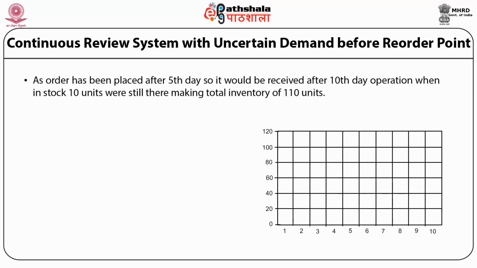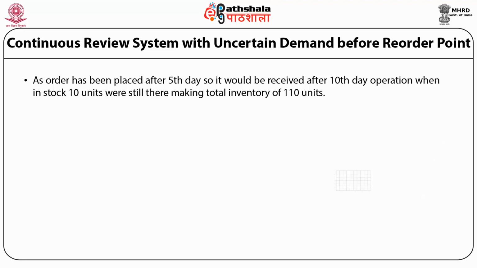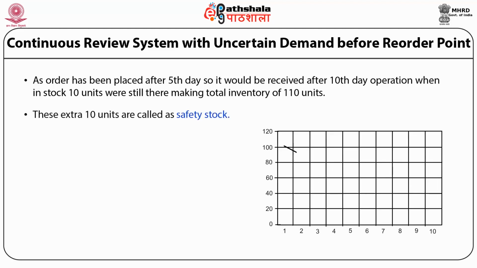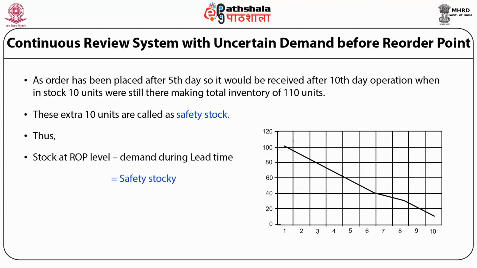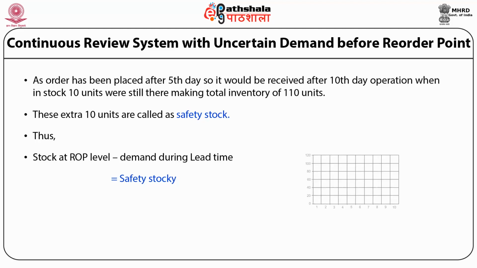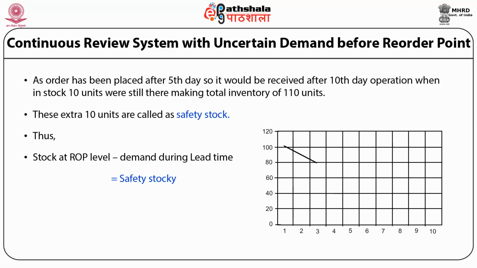As the order has been placed after the 5th day, it would be received after the 10th day's operation, when 10 units were in stock, making a total inventory of 110 units. These extra 10 units are called safety stock. The stock at ROP level R equal to 50 minus demand during lead time L equal to 40 equals safety stock SS equal to 10. So ROP equals L plus SS.